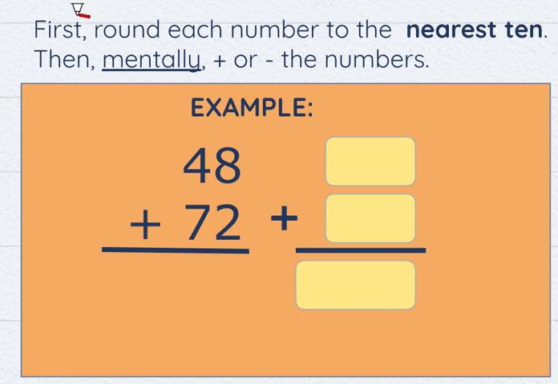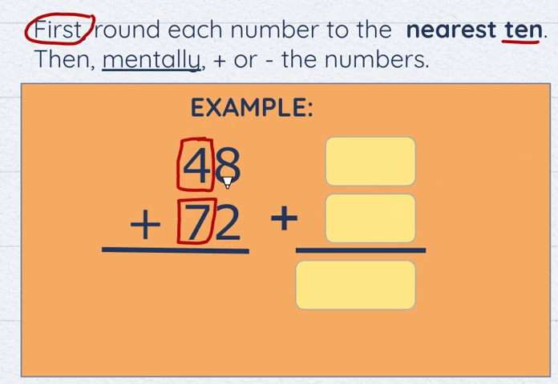The question says, first, round each number to the nearest 10. So that means we're looking at doing something to the number that's in the tens place, in the 48 and the 72. The 4 and the 7, those are in the tens place. Then we're going to mentally add the numbers.